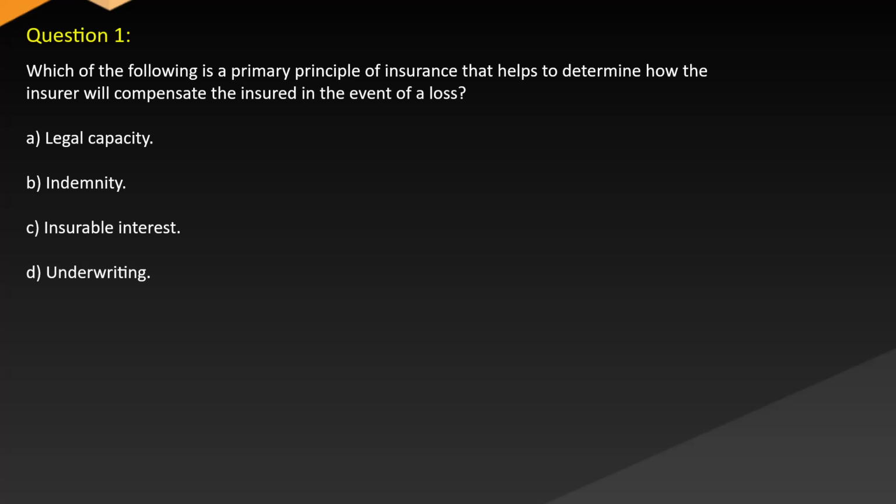Question 1. Which of the following is a primary principle of insurance that helps to determine how the insurer will compensate the insured in the event of a loss? A. Legal capacity. B. Indemnity. C. Insurable interest. D. Underwriting.